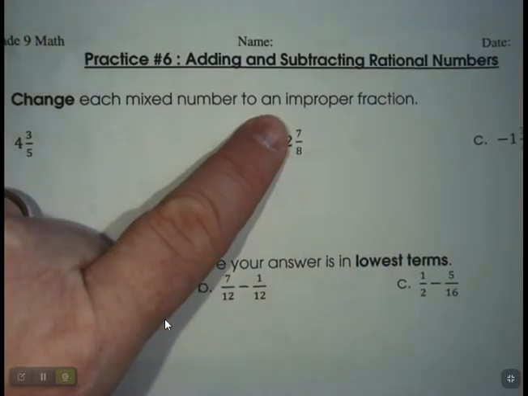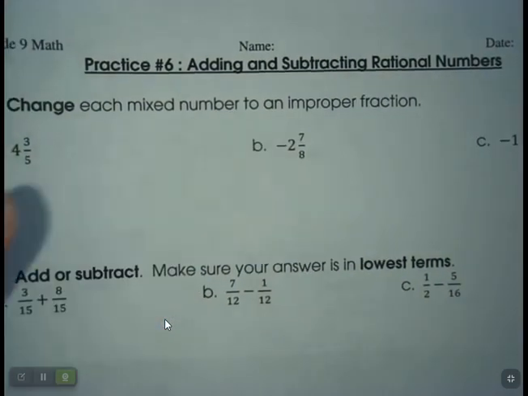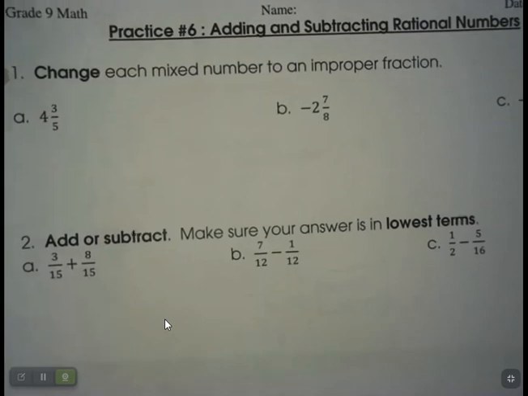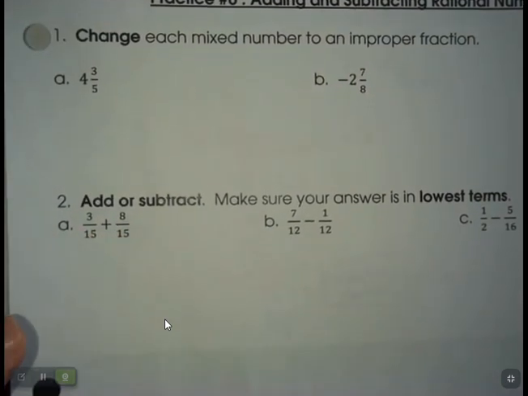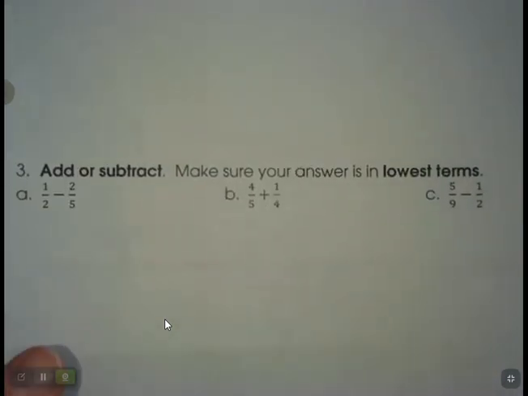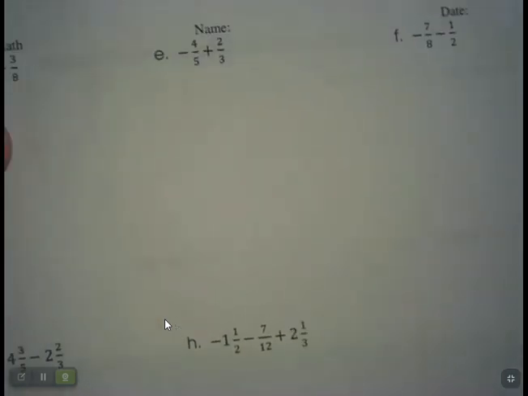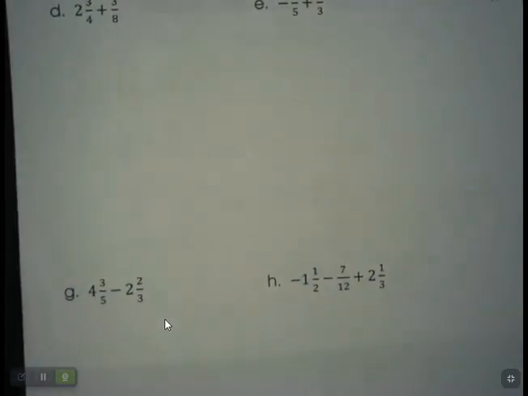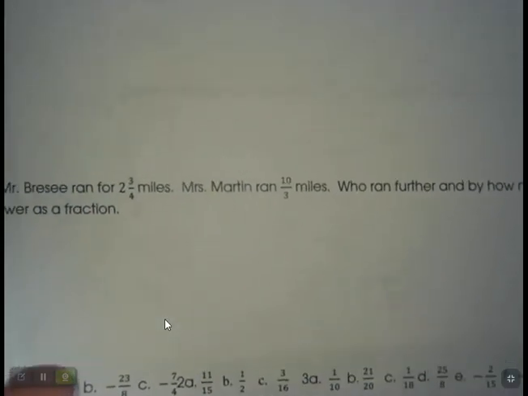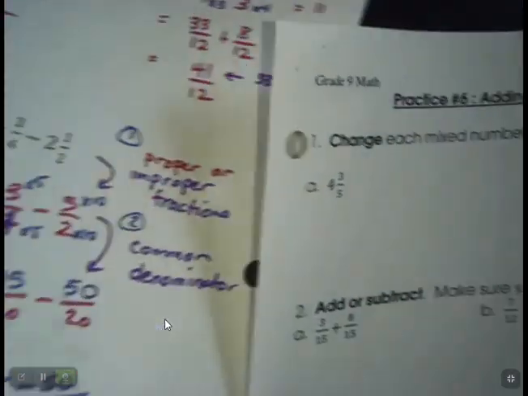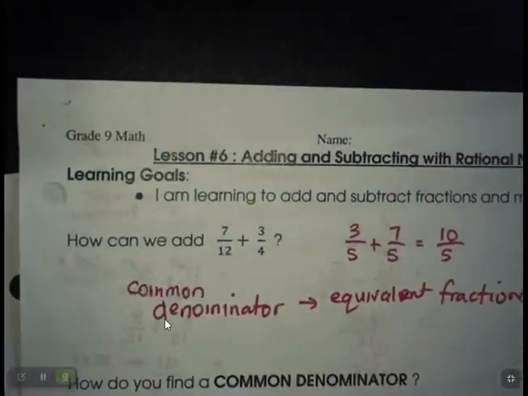We're working on, can we make an improper fraction? Can we add or subtract fractions? Maybe I have to get a common denominator. And then there's a word problem at the bottom. To give that a go.